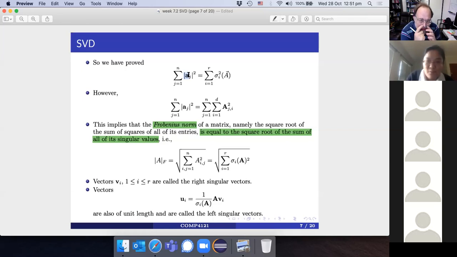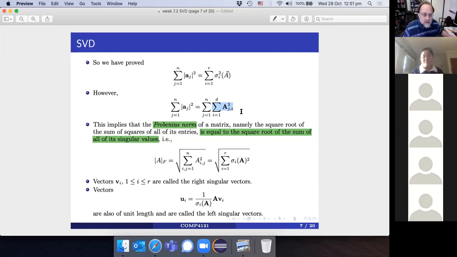And further, we can rewrite the left part of the equation, sigma J, the square of AJ, as this. Because AJ is a row vector of A, the length of AJ can also be rewritten as this. All right. And the right part of this equation is also the exact definition of the F norm, or the Frobenius norm, of a matrix.